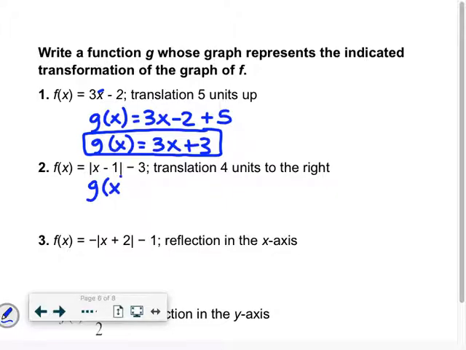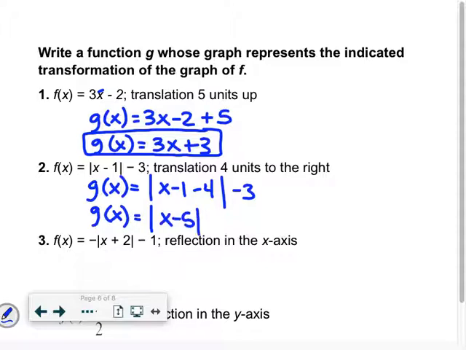So we're going to say g of x equals the absolute value of x minus 1, that's there, minus 4, and then finish out the function minus 3. So that will be g of x equals the absolute value of x minus 5 minus 3. You could go straight to the answer. Yeah, if you could do that.